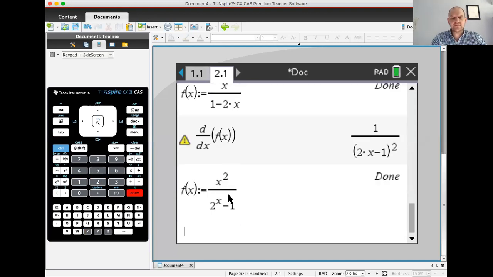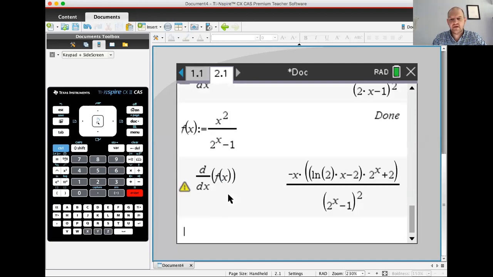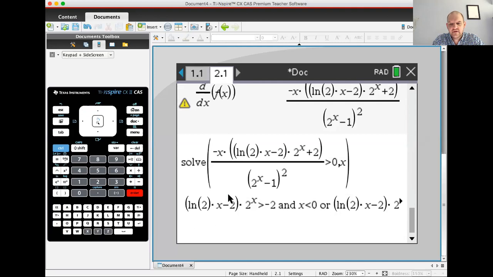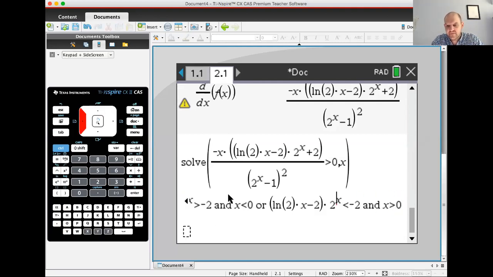Okay, so derivative. Let's just go grab this. Okay, I'm going to ask this to solve. Solve the answer greater than 0 for x. I'm just going to get it to solve. Let's see. No dice, really. So it basically spits out a bunch of equations at you.